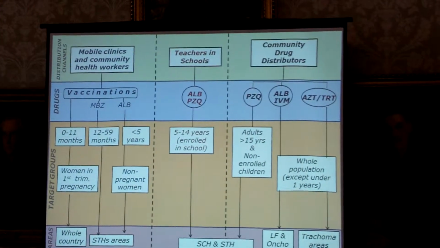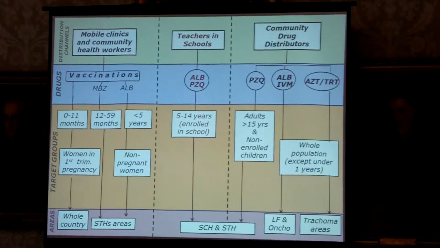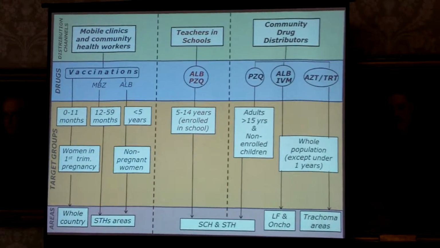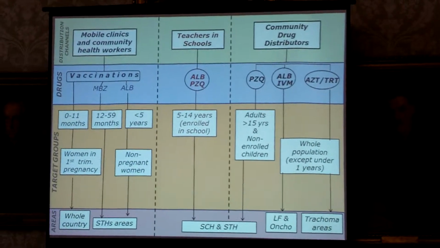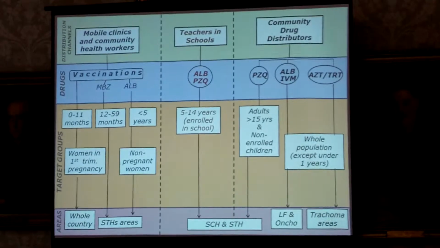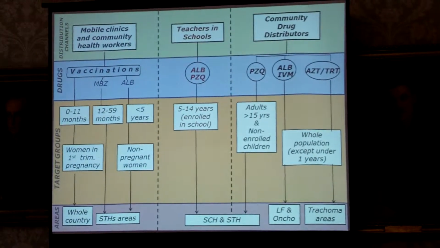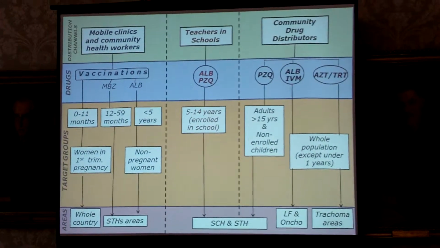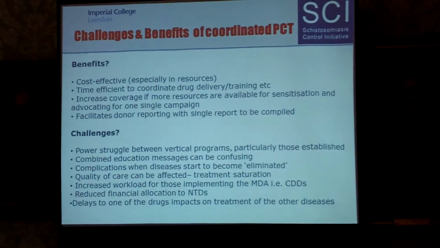We then have treatment through schools via the teachers. This is typically a strategy that we use for schistosomiasis. Or we can go through community drug distributors. So this is community treatment, which is typically for trachoma, LF, onco, and then also for schisto, where we've got prevalence of over 50%. So what are the challenges and the benefits?